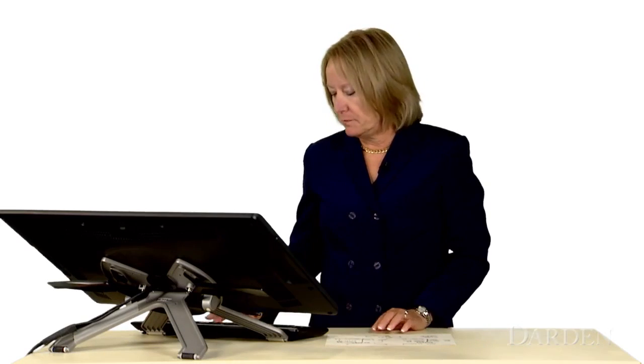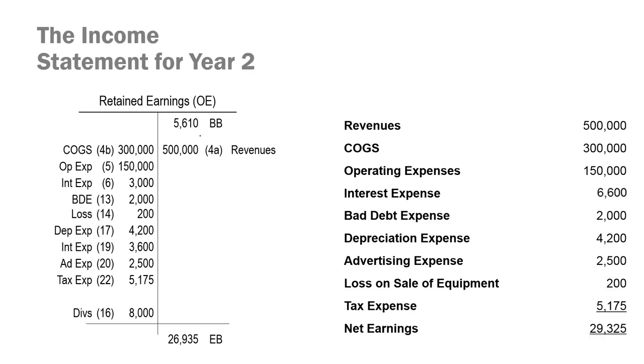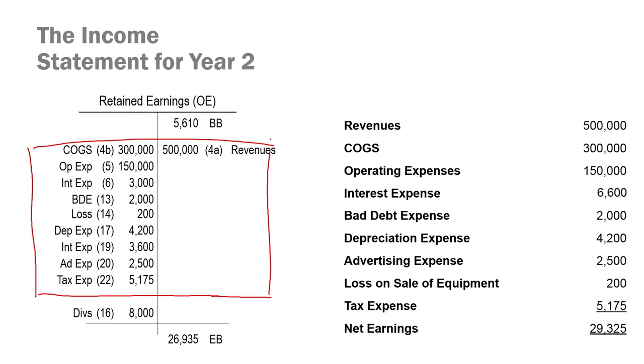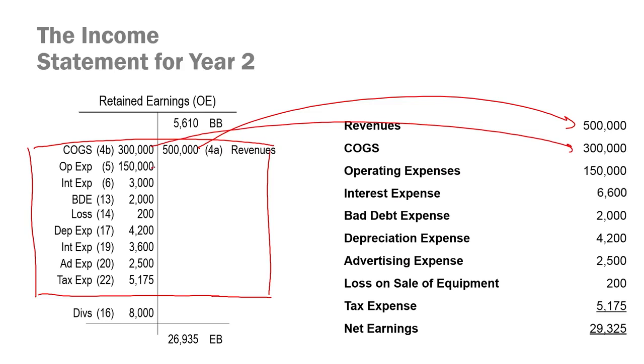Now it's time to prepare the financial statements as of the second year of operations for the Garden Spot. Let's start with the income statement. Recall that we've entered all of our revenue transactions and all of our expense transactions into the retained earnings T account. That makes it very straightforward to prepare an income statement. Remember, all we need to do is just transfer each individual item to the face of the income statement.